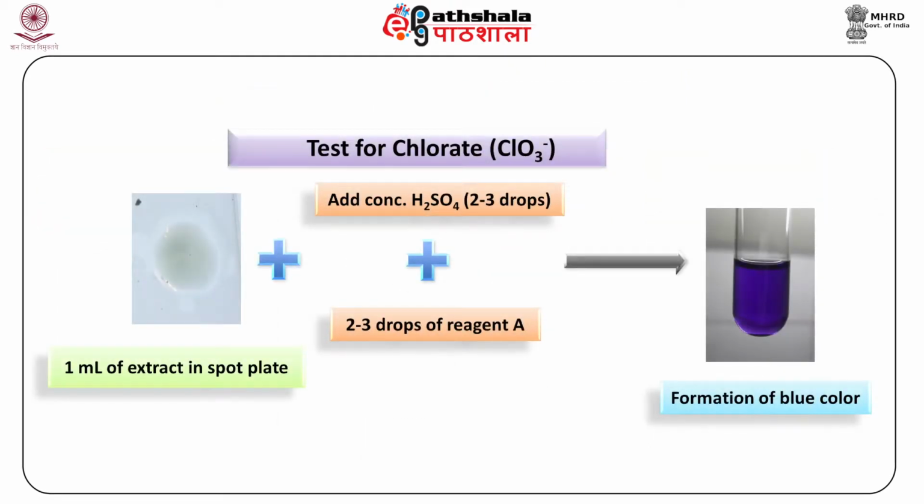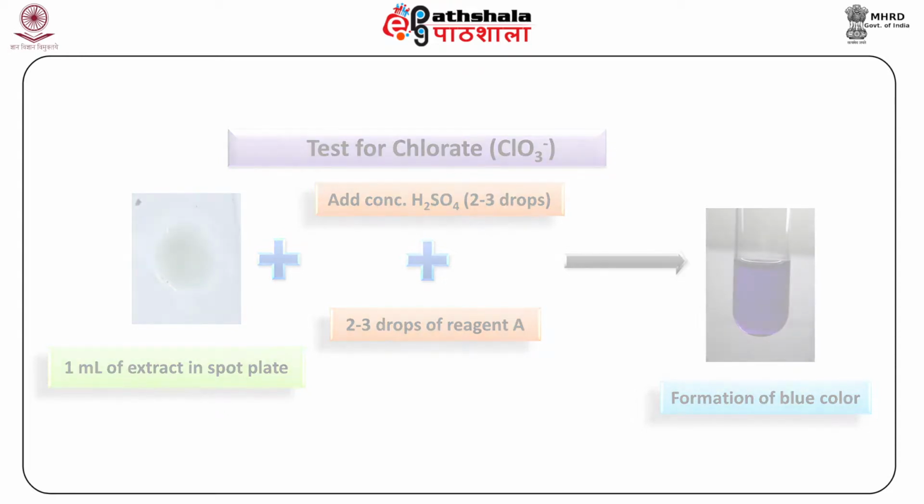The test is carried out by taking 1 ml of extract on a spot plate and leaving it for some time. Cool it and add concentrated sulfuric acid, 2 to 3 drops, followed by 2 to 3 drops of reagent A. The presence of chlorate ions is indicated by the formation of a blue color.